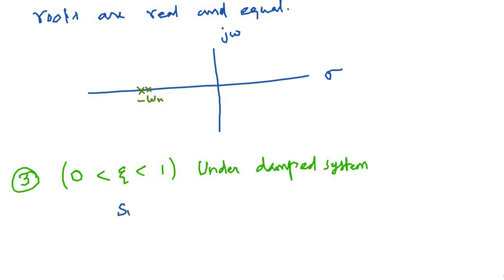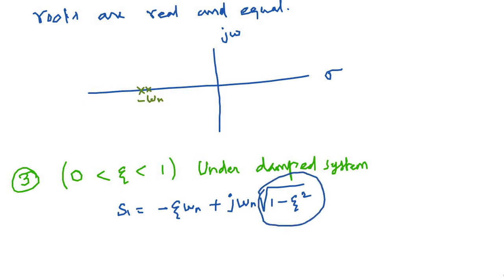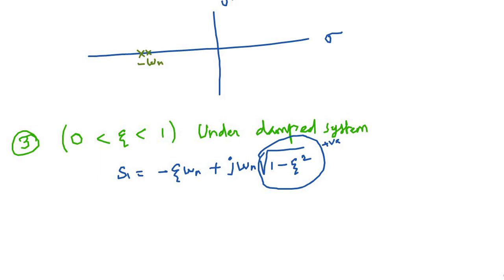Just remember that. So S1 is equal to, zeta can be anything, 0.7, 0.2, 0.4 like that. So S1 is equal to minus zeta omega n plus j omega n into square root of 1 minus zeta square. Since this zeta square is a small number when compared to 1, square root of 1 minus zeta square is positive. Remember this. So this is nothing but minus zeta omega n plus j omega d.